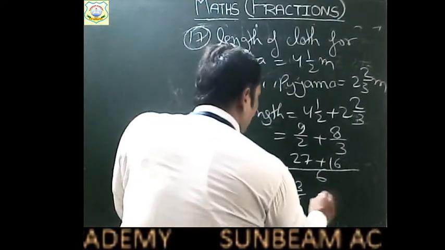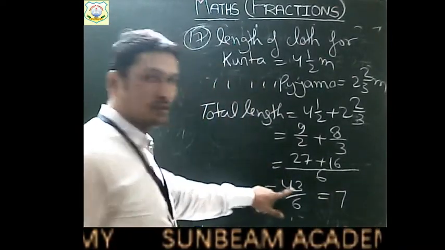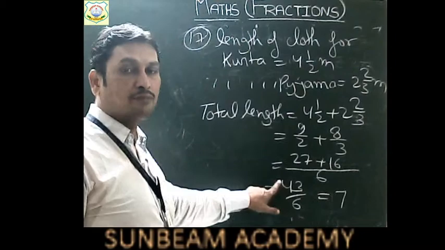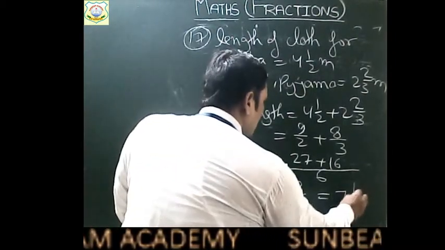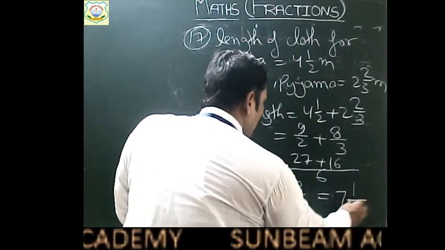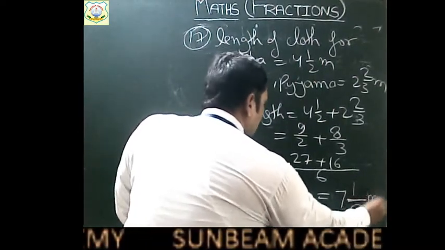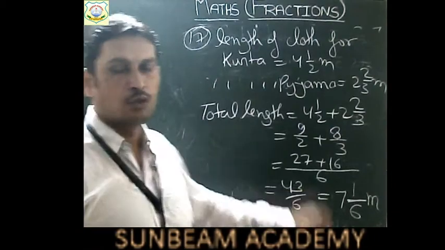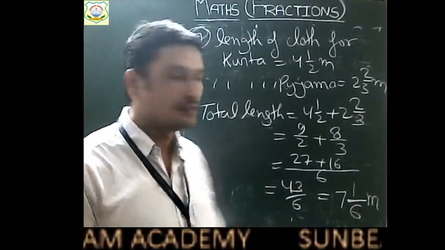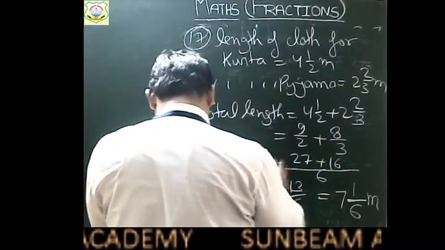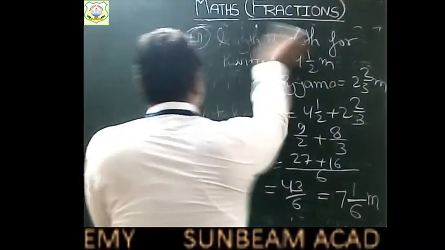So what do we get, children? 6 sevens are 42. 7 is the quotient and 43 minus 42 gives 1. 1 is the remainder. So 1 will be written in the numerator and the denominator will be 6. And the unit is meter. Okay, 7 whole 1 by 6 meter is the total length of the cloth. Clear? In this way, children, read the next question.